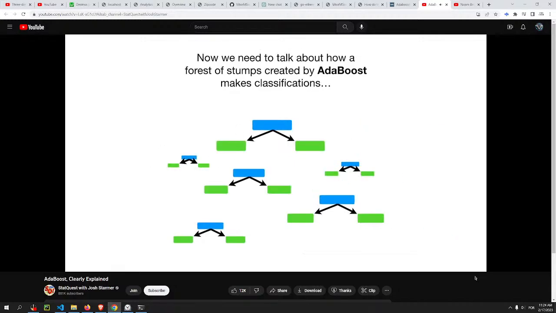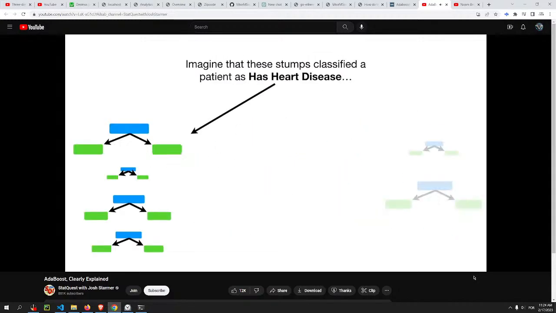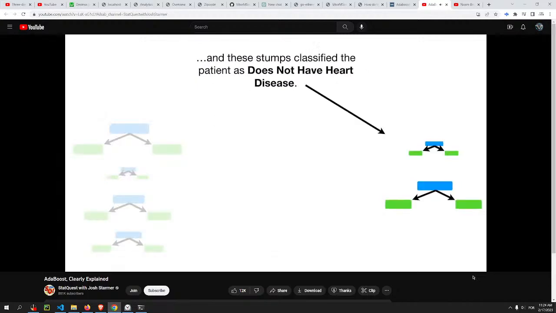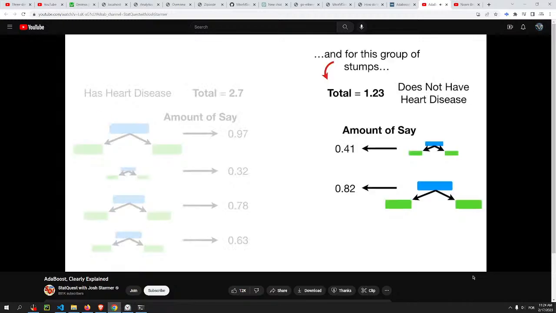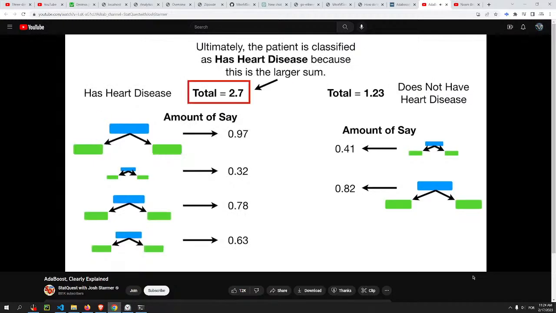Double bam. Now we need to talk about how a forest of stumps created by AdaBoost makes classifications. Imagine that these stumps classify the patient as has heart disease, and these stumps classify the patient as does not have heart disease. These are the amounts of say for these stumps, and these are the amounts of say for these stumps. Now we add the amounts of say for this group of stumps, and for this group of stumps. Ultimately, the patient is classified as has heart disease because this is the larger sum.